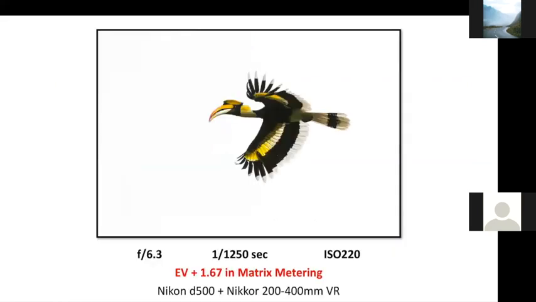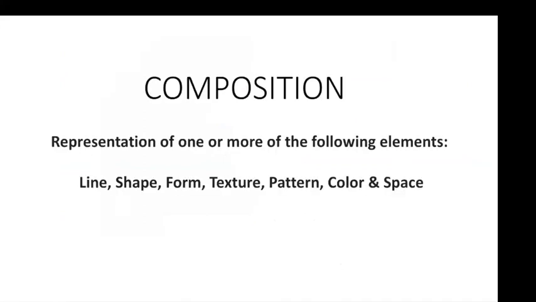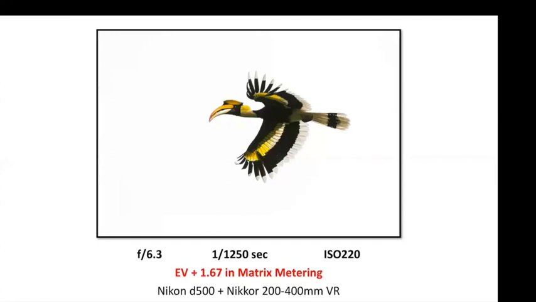Now again, there's another example. The background is white, the bird is darker, it is flying against a white or relatively overcast sky. So there's again a positive exposure compensation in order to get some details on the bird. So this is about exposure compensation. I don't want to go into too much detail because we don't have much time.